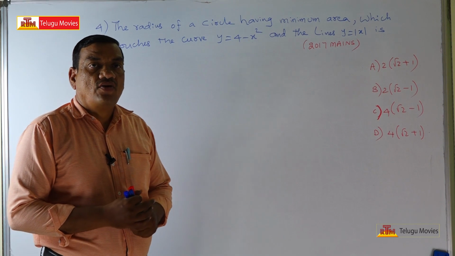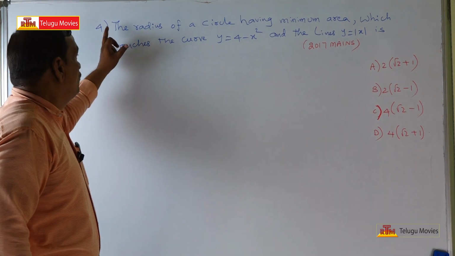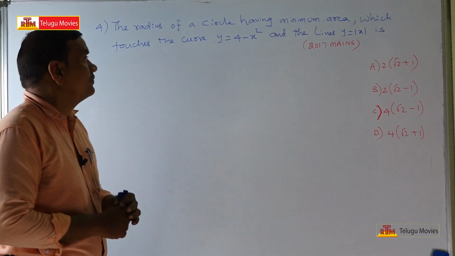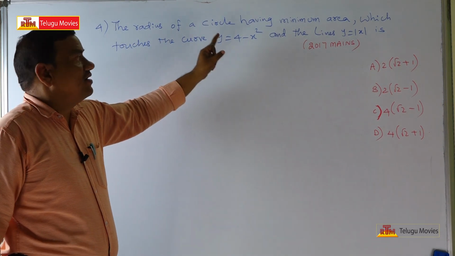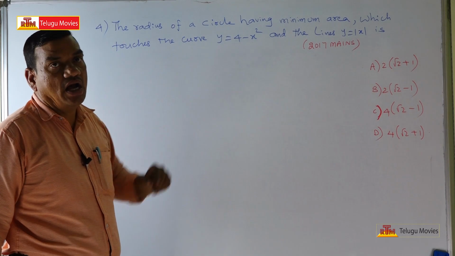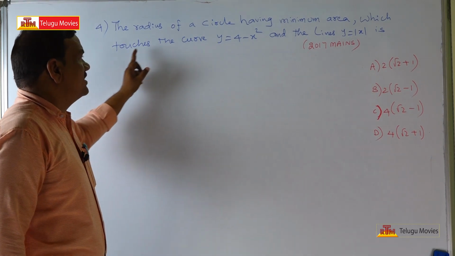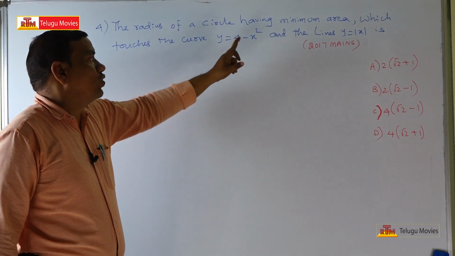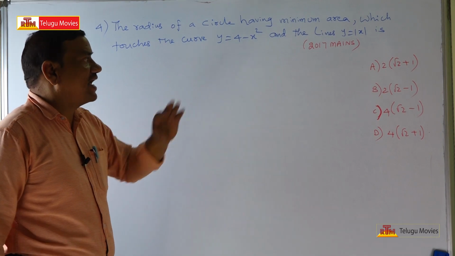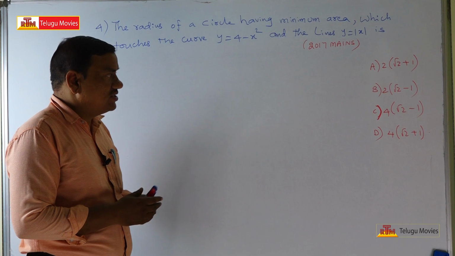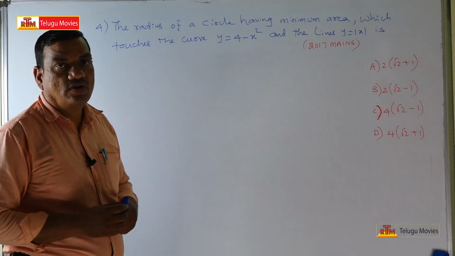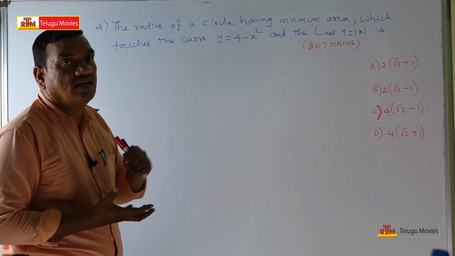Dear students, welcome to the 4th problem of today's session. The 4th problem is: find the radius of a circle having minimum area which touches the curve y is equal to 4 minus x square and the lines y is equal to mod x. First we will draw these 2 curves and see where the circle will lie.